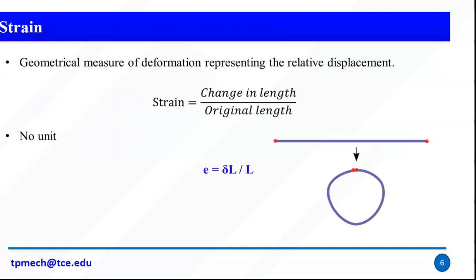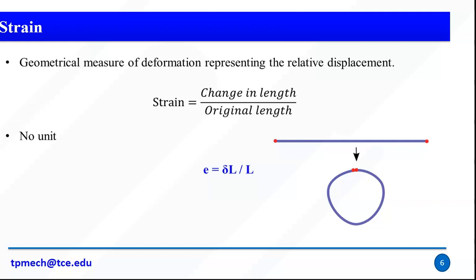The definition of strain is that it is a geometrical measure of deformation representing the relative displacement. For example, assume you have an iron rod and you keep on increasing its temperature in a furnace. If the temperature rises, the material gets deformed; it may elongate or it may compress, depending on the material property. Generally, all materials elongate if you increase the temperature.